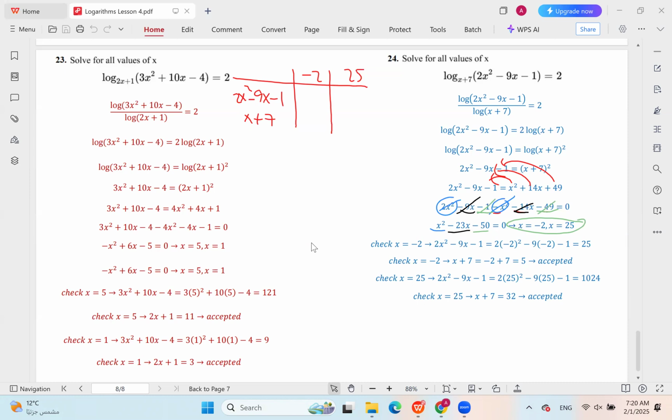So you can use your calculator to figure these out. You're going to find if you put negative 2 first into the first expression, that you will get 25 as a result. If you put negative 2 in the second one, you're going to get 5. These are both accepted. If you put 25 into the first expression, you're going to get a very big number. We don't really care about the number, we just care that it's positive. And same thing here, you're going to get 32, which is positive. So both values are accepted.